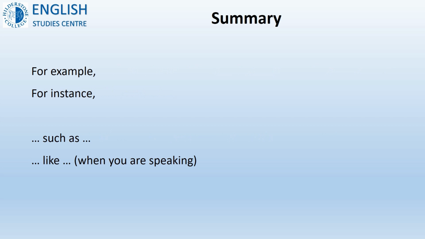If you're just introducing a list that refers to a more simple subject, like one word, hobbies, then you can use such as in the middle of the sentence. Or if you're speaking and it's informal, then you can use like.